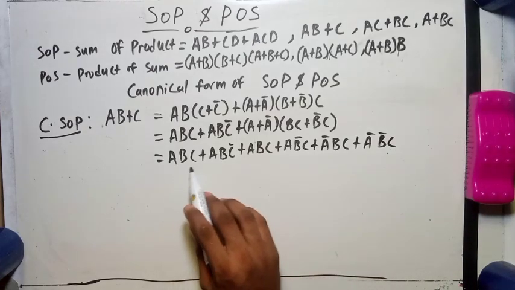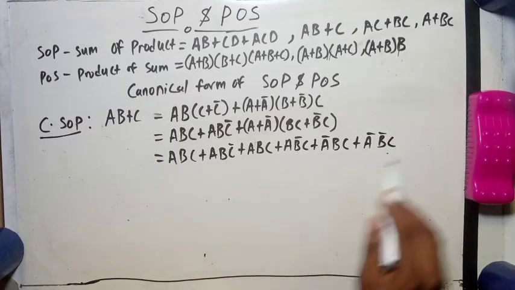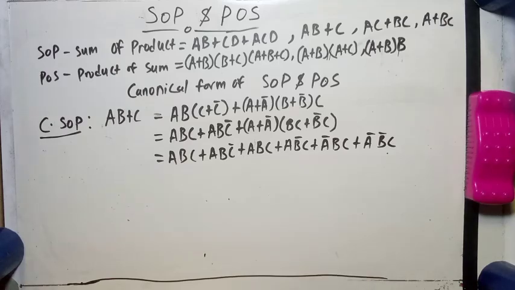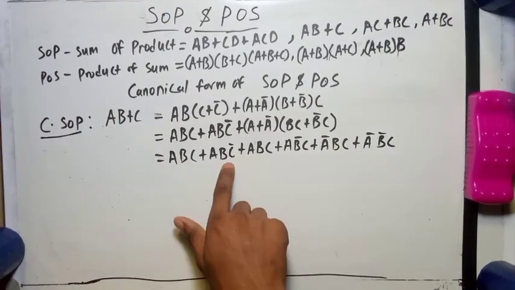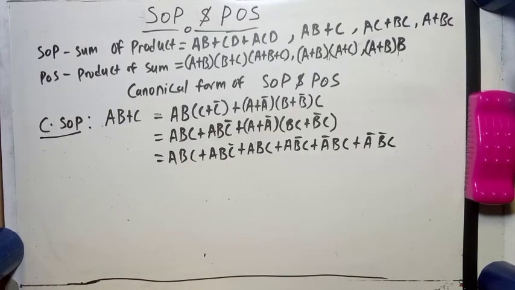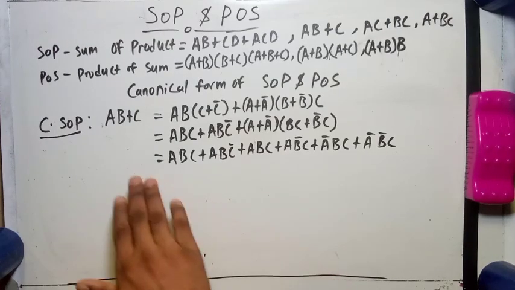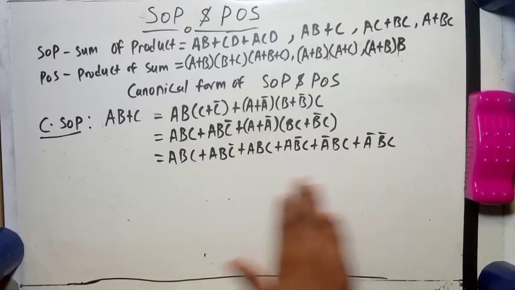So as you can see, each of them is now having what? A, B, C. So this is our aim, whether it's having complement or not. What we want to see is A, B, C in each of the products. So this and this are actually the same. If you want, you can try verifying with the truth table. The two of them are the same. But this is the canonical form. Our aim is to have A, B, C in each of the products.